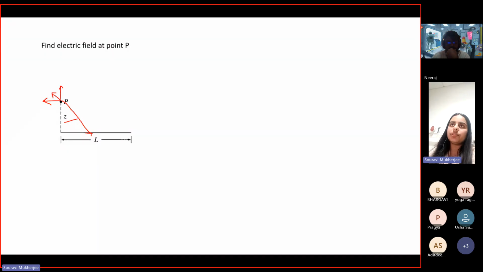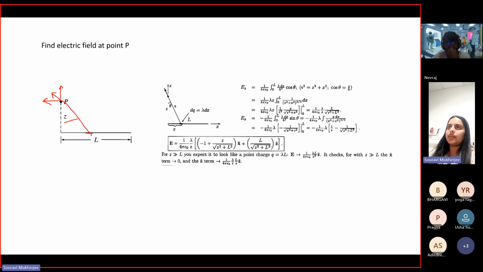And then what do you have to do? You know the position, you know the charge elements, you use Coulomb's law, and then you do an integration based on the length. Here, for this case, you have to do an integration from 0 to L, right? So basically what I mean is something like this. You take a charge element lambda dx. So this is your dq.